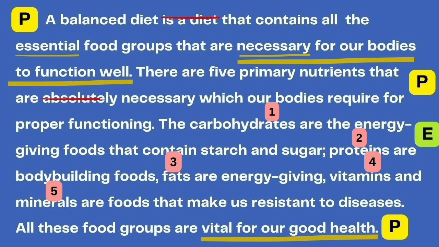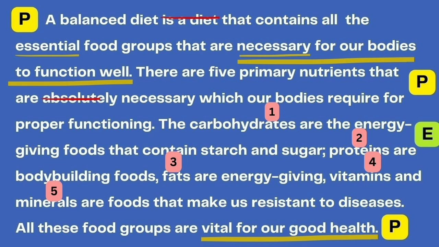Now, we mentioned this earlier. The last sentence says all these food groups are vital for our good health. Now, in closely examining this last sentence, we will recognize that the phrase vital for our good health is synonymous, meaning similar to the phrase which says necessary for our bodies to function well. If you count the words in both phrases, you will recognize that the second one is shorter. The first had 7 words and the last one had 5 words. So, since we're summarizing, I would go for using the phrase vital for our good health.